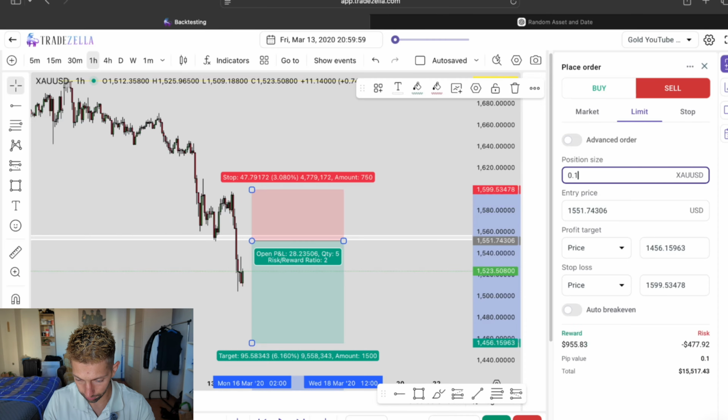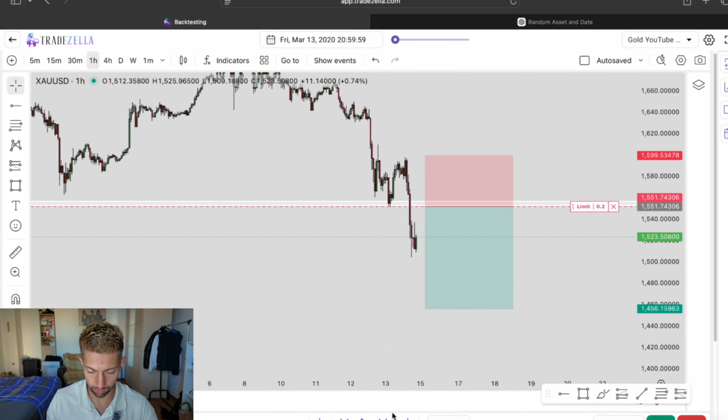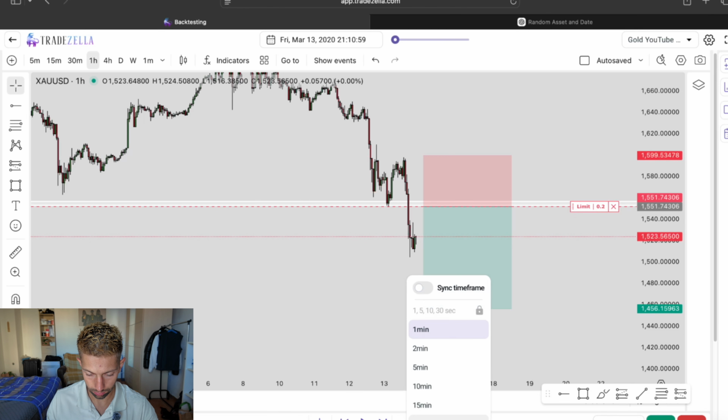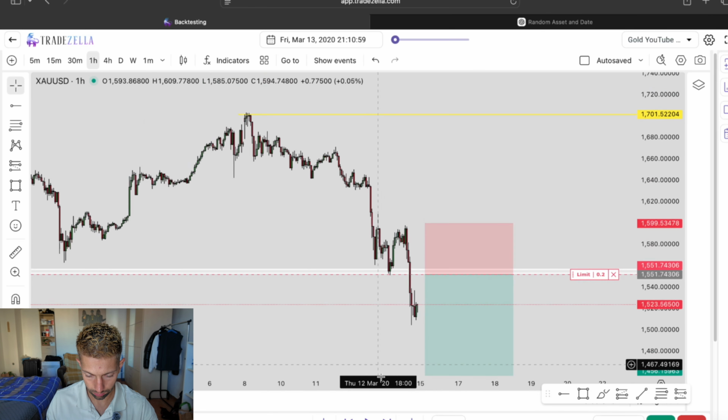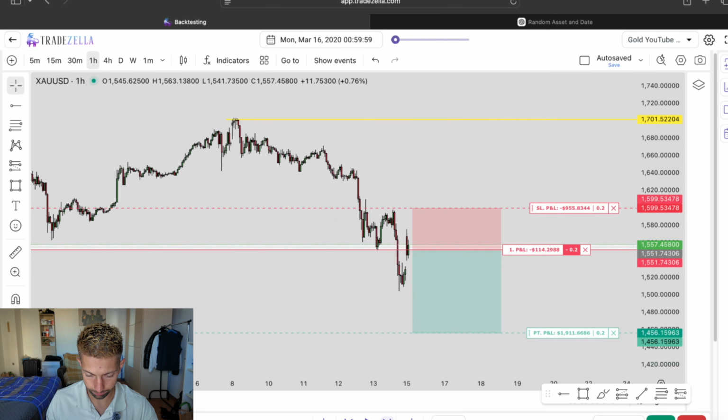Let me place 0.2 lot. I'm going to be risking $1,000 just to keep it as realistic as possible. 1%, and boom, pretty much ready to go. Okay, we are in.